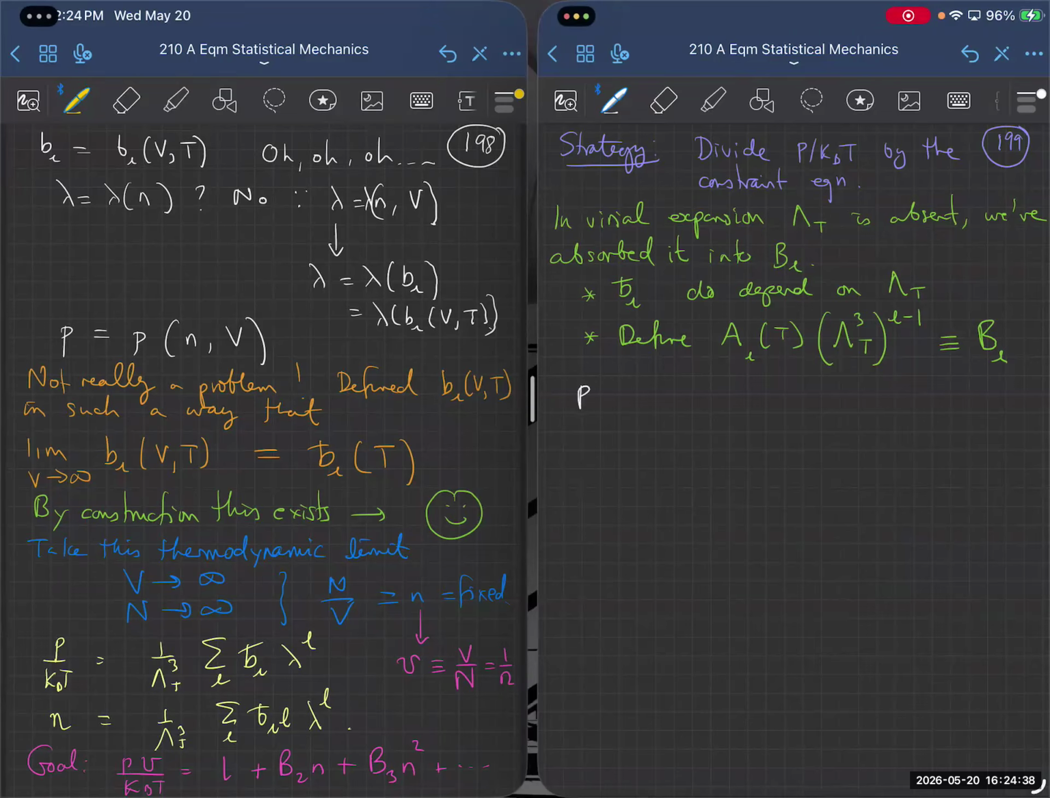I'm going to write PV over k_B T is then going to be the sum over L equals 1 to infinity of a_L, and then lambda_T cubed over the volume per particle raised to the power L minus 1, and this is the same thing as the virial expansion.